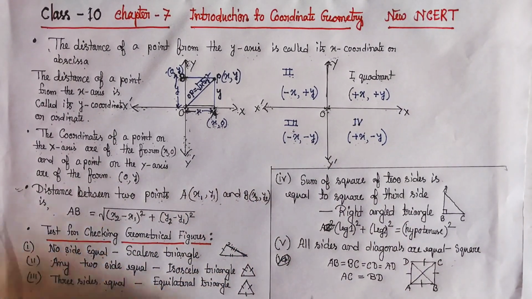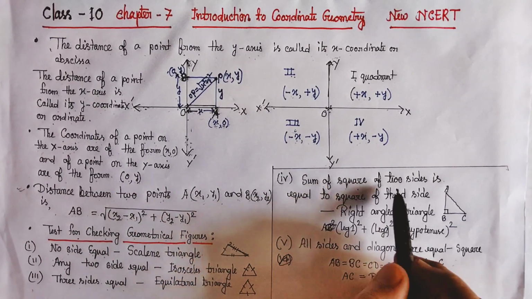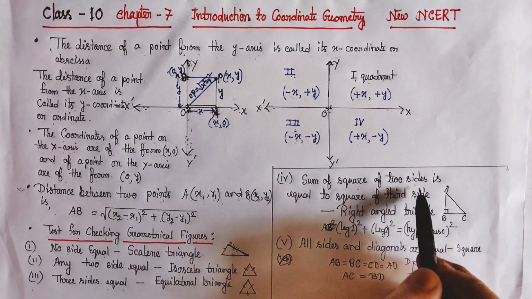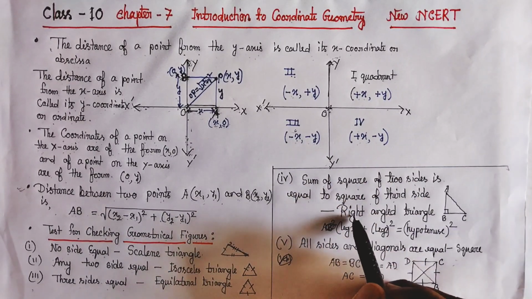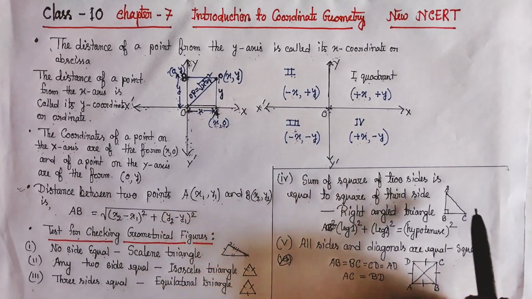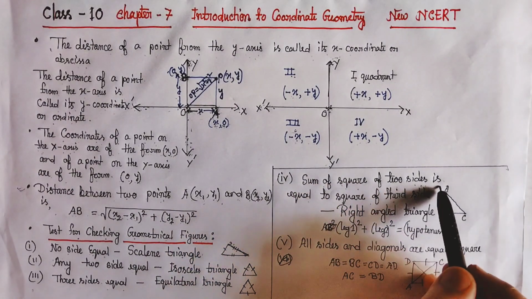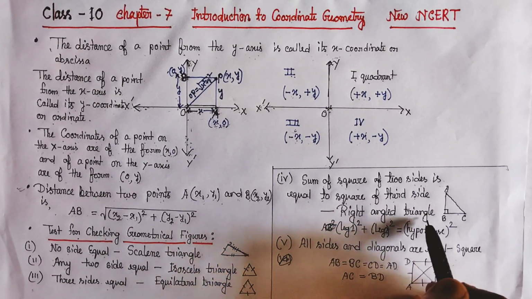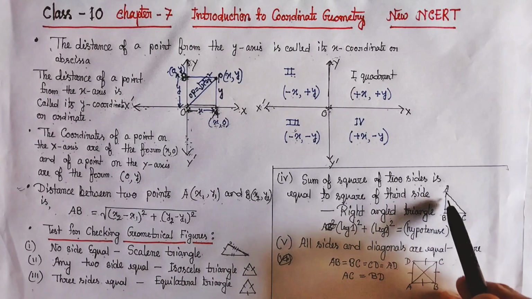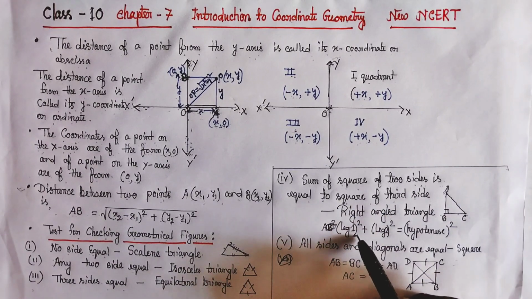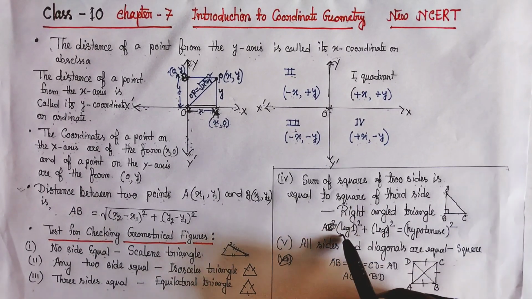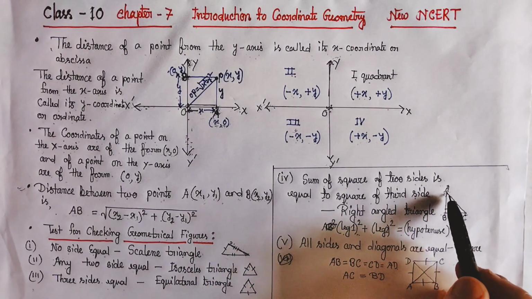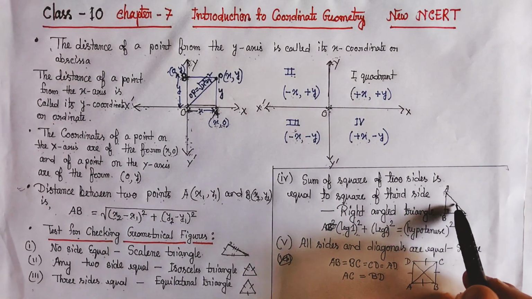Again, number 4: the sum of squares of 2 sides equals the square of the third side. So it is the Pythagoras theorem. If the sum of squares of 2 sides is equal to the square of the third side, then it is a right angle triangle. In a right angle triangle, we use the Pythagoras theorem: leg 1 square plus leg 2 square equals the square of the third side, that means the hypotenuse, opposite to the right angle.